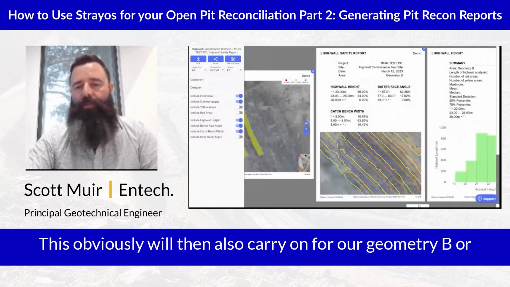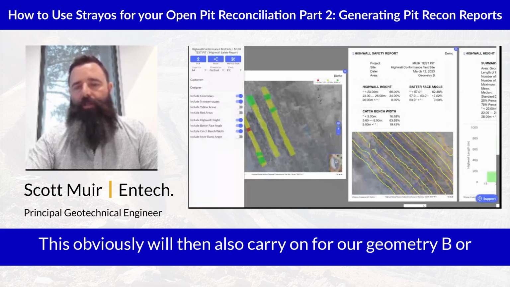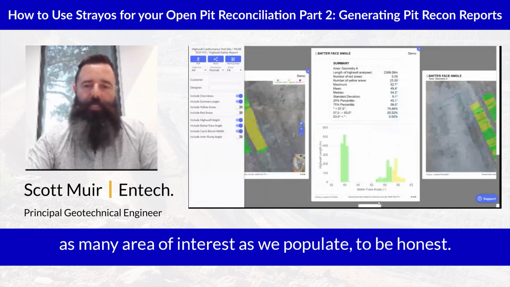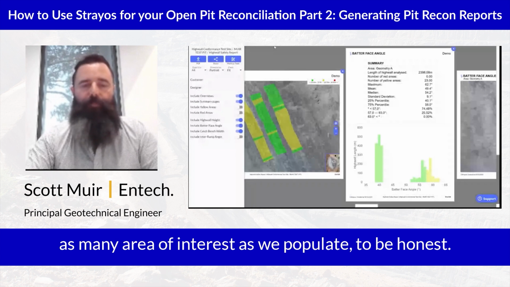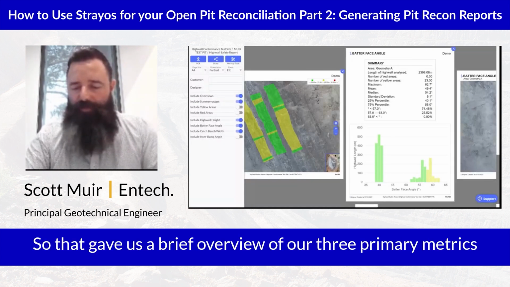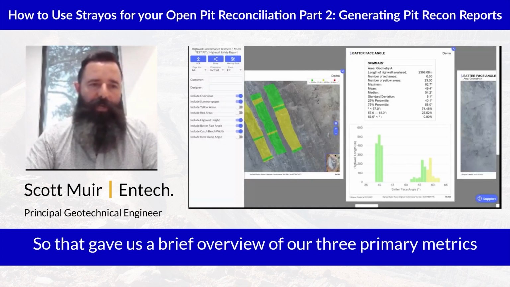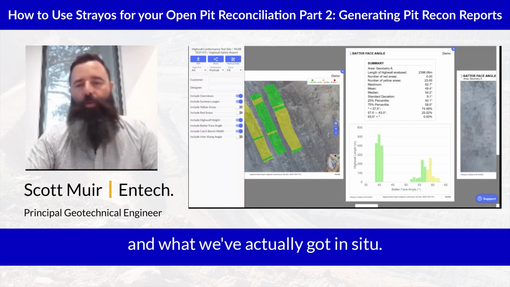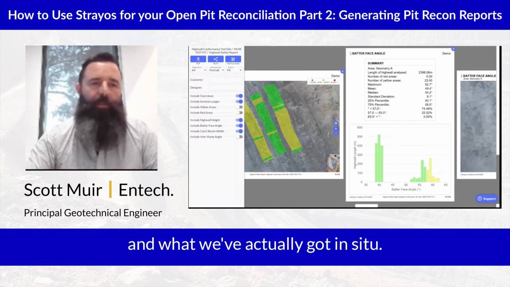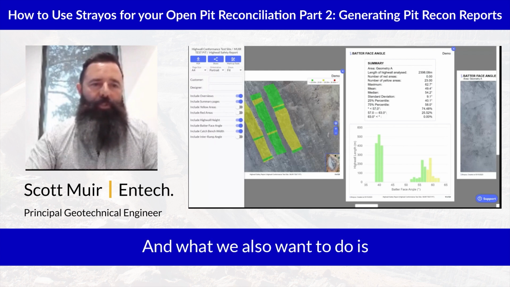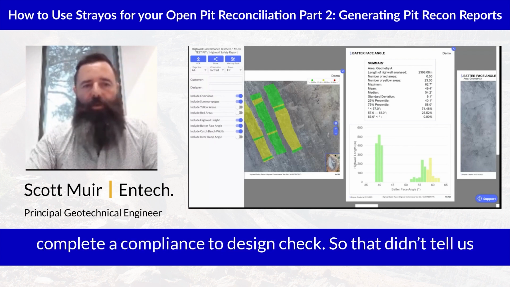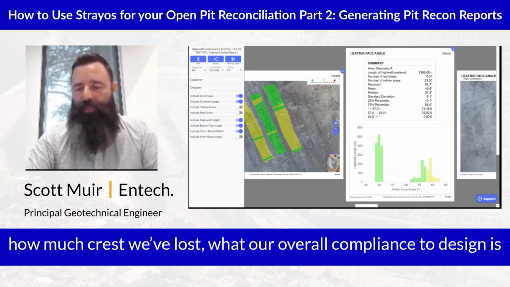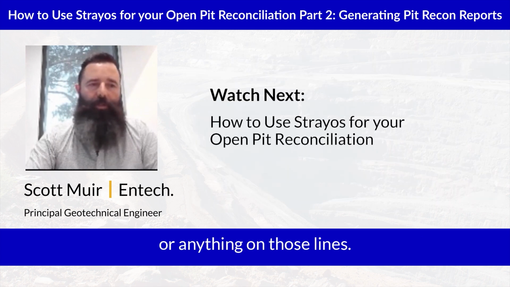This obviously will then also carry on for our geometry B, or as many areas of interest as we populate, to be honest. So that gave us a brief overview of our three primary metrics and what we've actually got in situ. Now, what we also want to do is complete a compliance to design check. So that didn't tell us how much crest we've lost, what our overall compliance to design is, or anything along those lines.